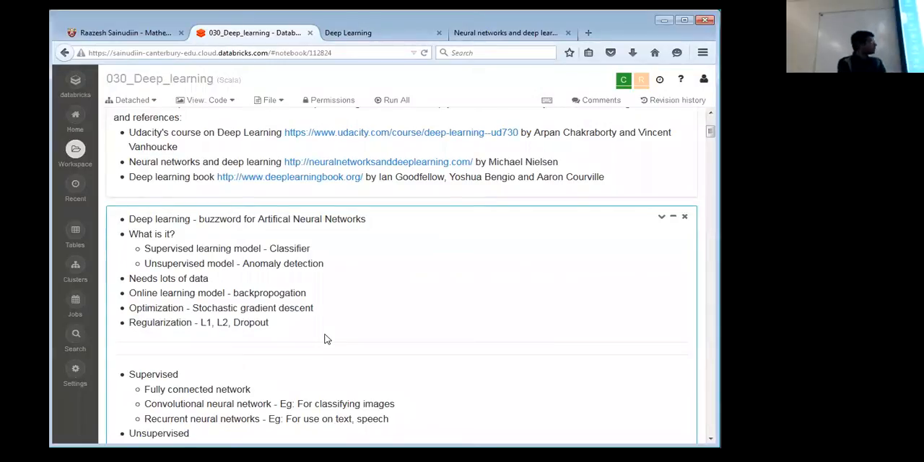So what is deep learning? There are two things that you can do with deep learning. You can use it as a supervised learning model, where you can use it as a classifier, and as an unsupervised model, you can use it for anomaly detection. As a supervised learning model, we'll go through fully connected networks, convolutional networks, and recurrent neural networks. But the thing with deep learning is that it needs lots and lots of data, right? So only if you have a lot of data, you can use deep learning. Otherwise, it doesn't perform very well.